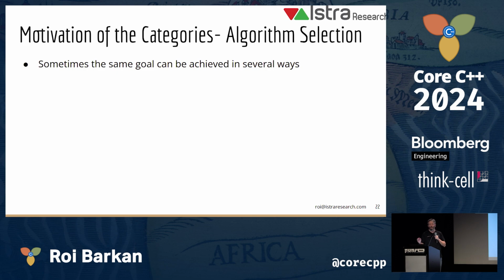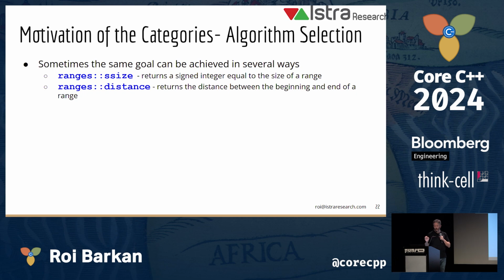The idea is that if I want to write an algorithm and I have a goal, I can sometimes implement it in different ways based on what I have as an input, how strong my input is. So for example, here are two different algorithms inside the ranges library. One is called size, and the second is called distance. I copied their description from cppreference.com.